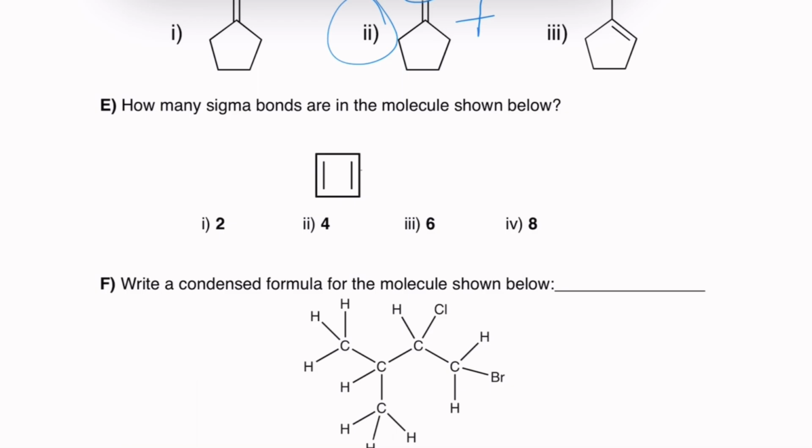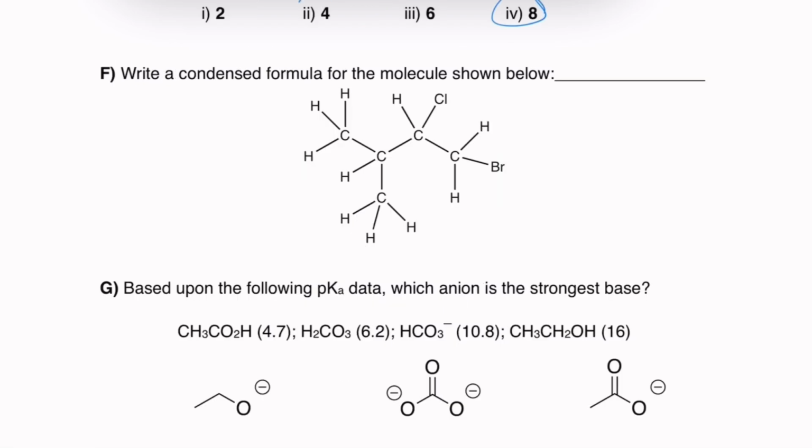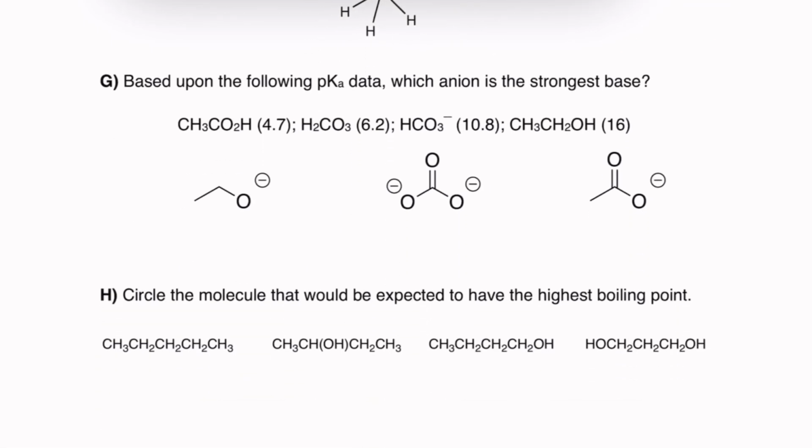This one has 4 sigma bonds that you can see, but there's also those hidden hydrogens on the bond line structure, which makes this an 8. This, you just go from right to left, pretty easy. There's 2 methyl groups, and that's attached to a CH, connected to a CHCl, connected to a CH2Br. That's it. So you just count and match them to the condensed formula.